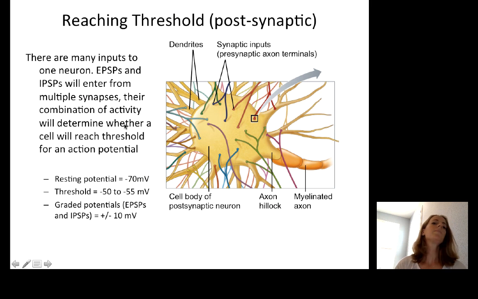So reaching threshold depends on many inputs to one cell. EPSPs and IPSPs will enter from multiple synapses, and it's really a combination of activity that is going to be read by the cell. So we'll start at resting potential -70 millivolts, and there are many combinations that could get us to threshold, which is -50 to -55. So graded potentials plus or minus 10 millivolts, probably an exaggeration here, but this is kind of where your textbook puts it. You know, they can be 1 millivolt, 5 millivolts, 10 millivolts, okay. Graded potentials will add up to get us to threshold.